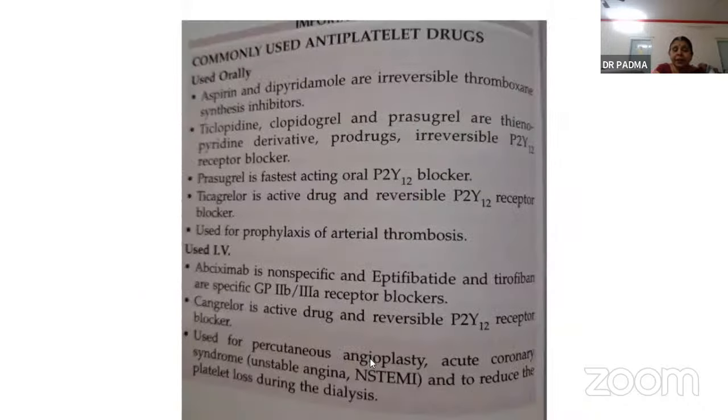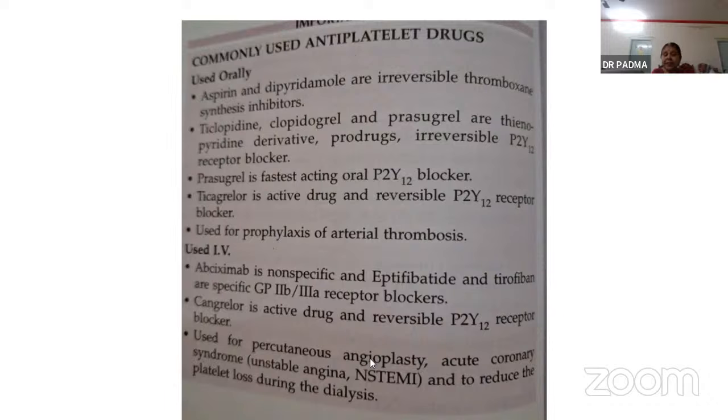Now, this is one more revision for you people. Aspirin and dipyridamole are irreversible thromboxane synthase inhibitors. That was the first question I told you. Then ticlopidine, clopidogrel, and prasugrel are thienopyridine derivatives. They are all pro-drugs. What is a pro-drug? A drug which is not active outside the body but becomes active once it enters the body. And all these are irreversible P2Y12 receptor blockers.